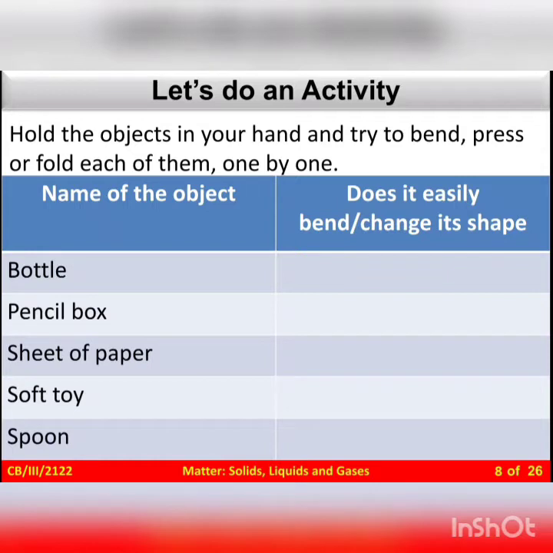Press. Fold it. Can you fold each of them? Can you bend each of them? Can you press each of them? Alright. So based on what you have observed, think and answer in a yes or a no. Right. So all the objects in the above activity are solids. So they do not change their shape easily, right?